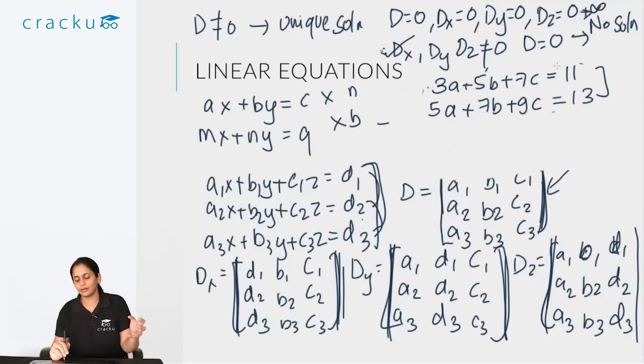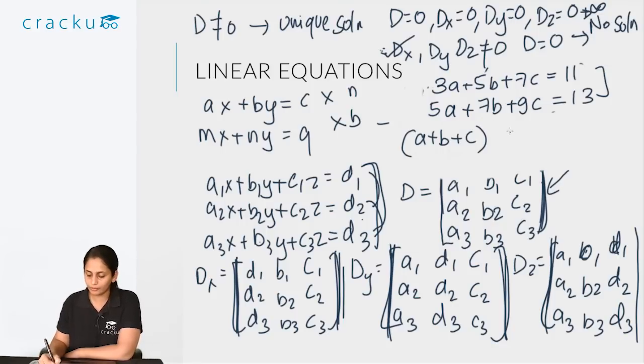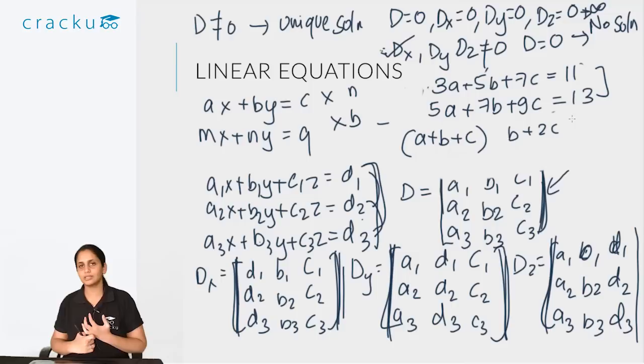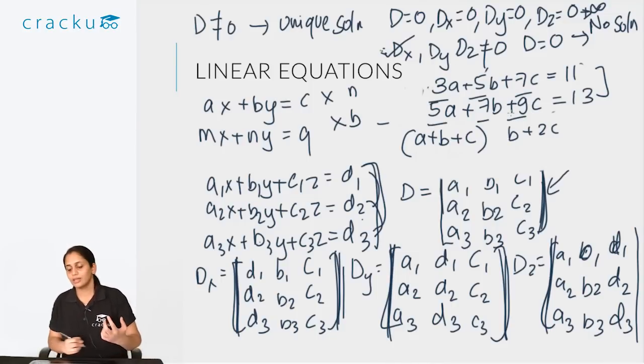But if you have special linear equations like this, you can identify subparts of the answer. For example, in this case, you can find out what is a plus b plus c. You can identify subparts like this even in such cases, or you can find out what is b plus 2c. So always be on the lookout for special linear equations, especially in data sufficiency. In special linear equations, if the coefficients are in arithmetic progression, then you can combine them in such a way that you can find out certain subparts of this.